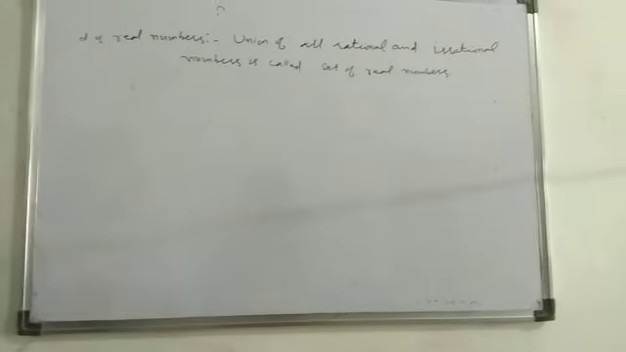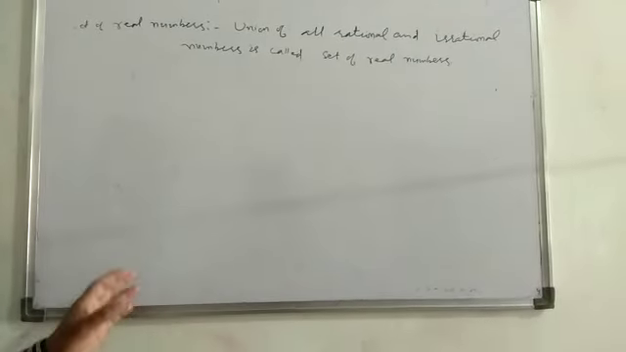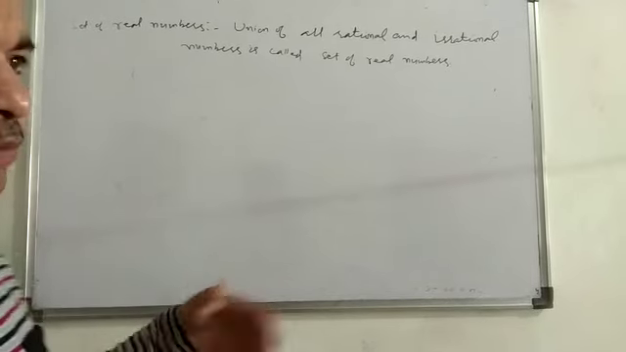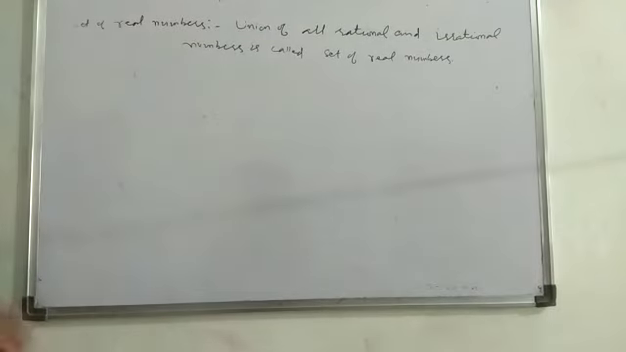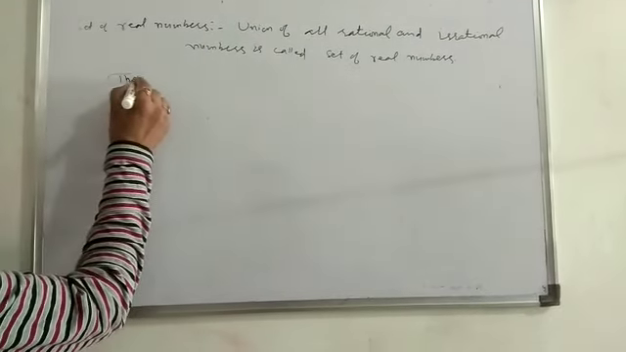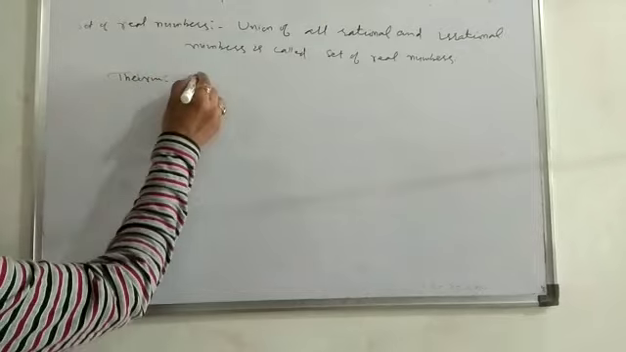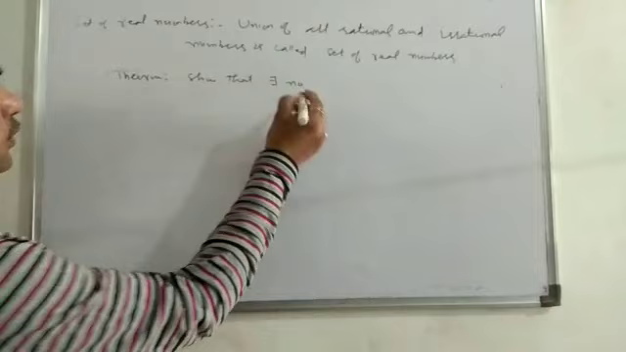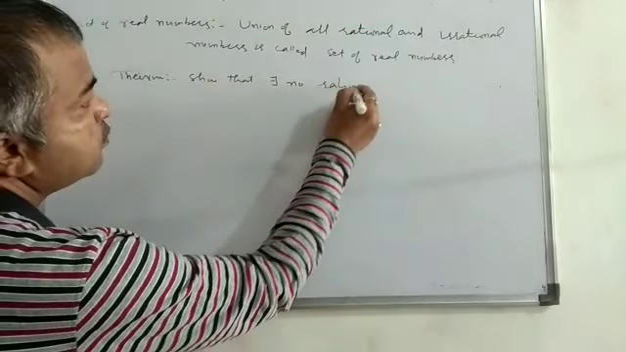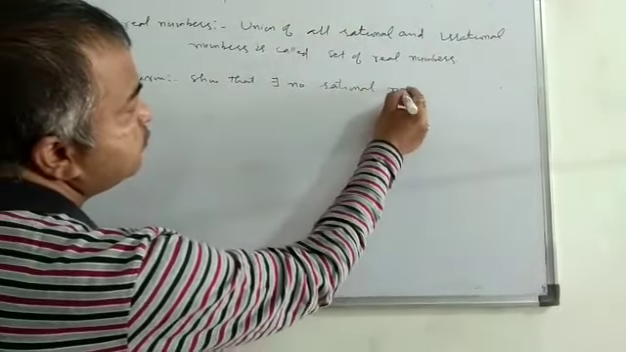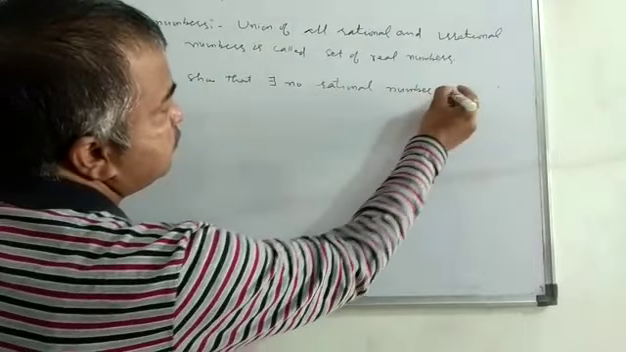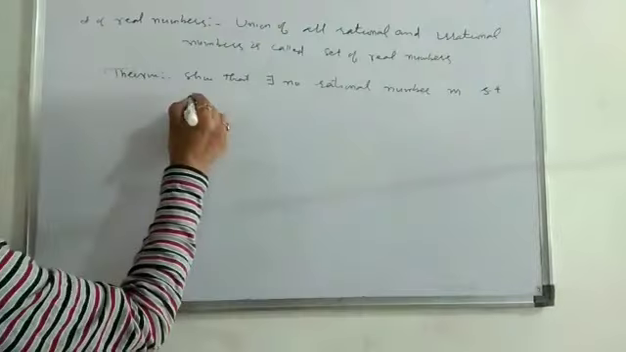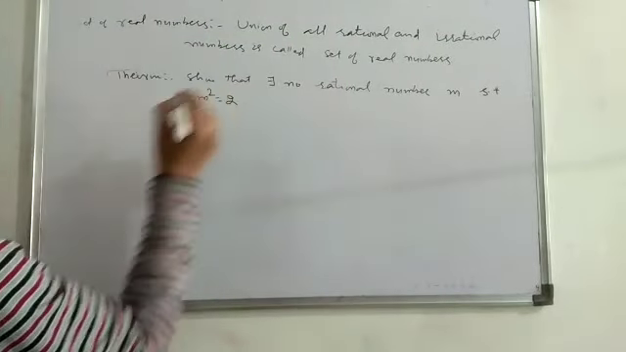So earlier I have explained that there is no rational number whose square is 2. Let us prove it analytically. Theorem: show that there exists no rational number m such that m square equal to 2. Proof.